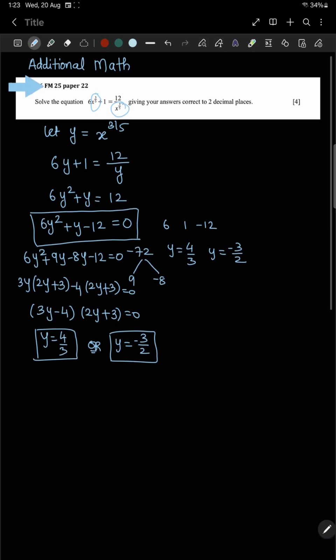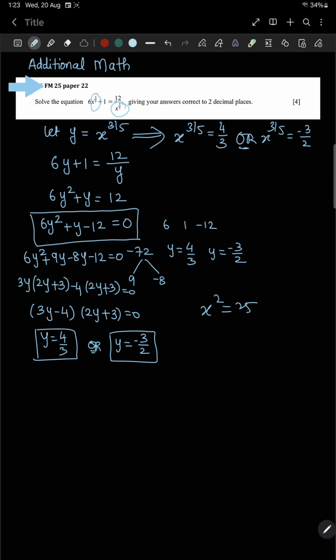But that's not the end of the question, because the question is asking you to get the x values. So we come back to the substitution phase over here, that is x power 3/5. So I get x power 3/5 equal to 4/3. Or I have another one, that is x power 3/5 equal to minus 3/2. To get the value of x, for example, when I have x squared equals to 25, how do I get it? I just have to flip this and I have to do a square root of 25 to get it.